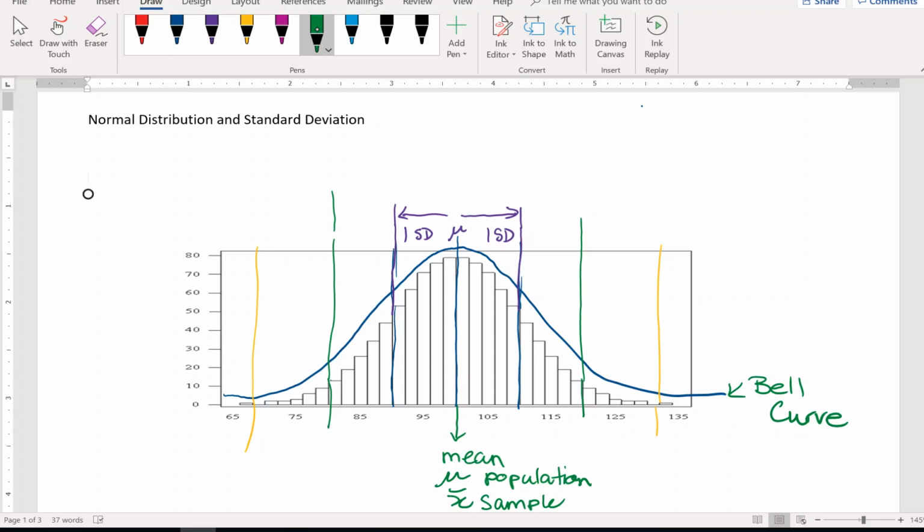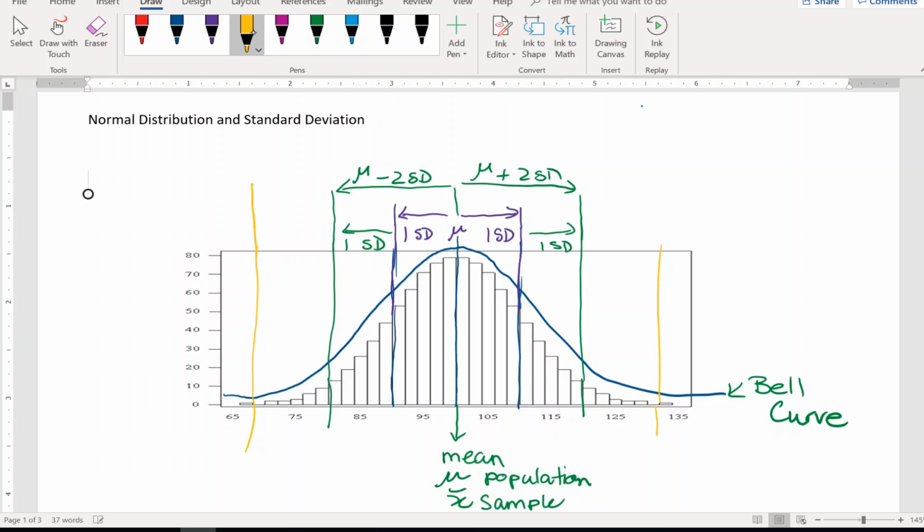On this side here, looking at these lines, from here to here is one standard deviation, and from here to here is one standard deviation. But we say from the mean, this is the mean minus 2 standard deviations. And on this side here, this is the mean plus 2 standard deviations.